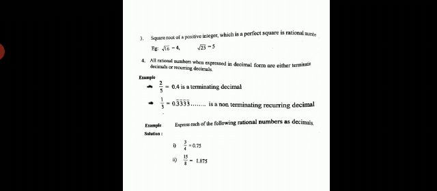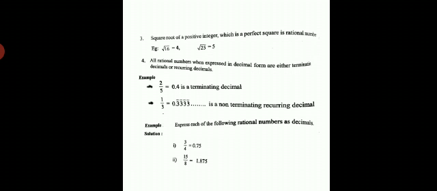Fourth note, all rational numbers when expressed in decimal form are either terminating decimals or recurring decimals. What do you mean by terminating decimal and recurring decimal? We will see in the next slide. For example, a terminating decimal example is here. 2 upon 5, when you divide 2 by 5, you get 0.4. Here, when you divide 2 by 5, the remainder will be 0. So, it is a terminating decimal.